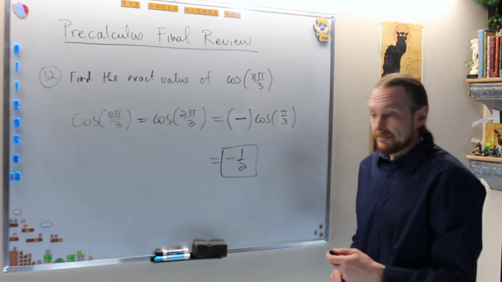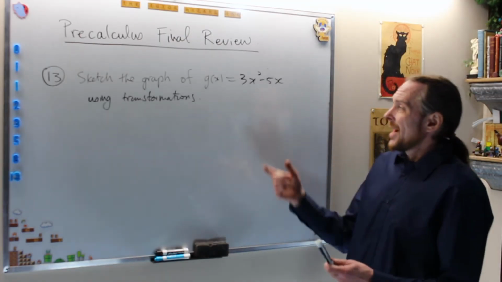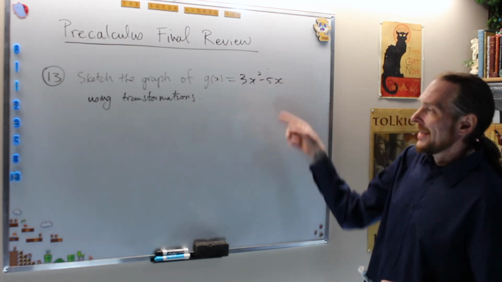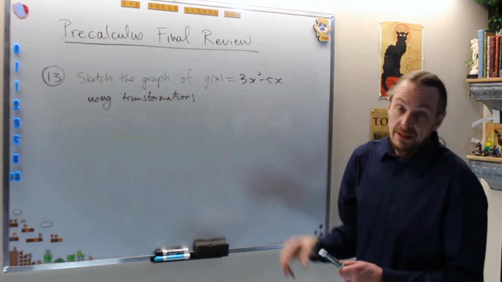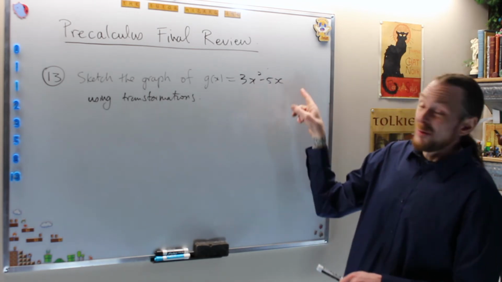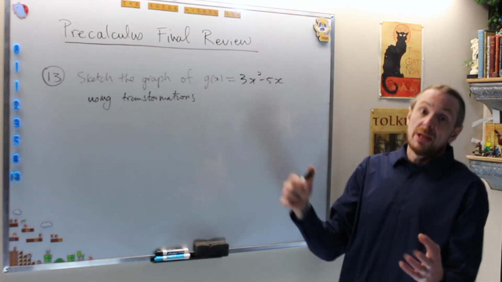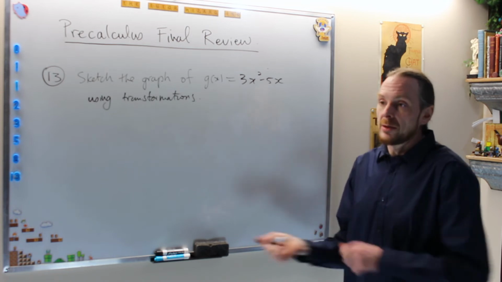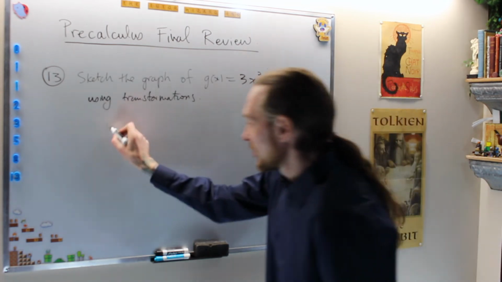Or number 13. 13 wants us to sketch the graph of function g of x from a standard function and using transformations. In this case, it's a quadratic, so what are we going to have to do? Complete the square. First of all, let's go through that for a second. Why do they call it complete the square?